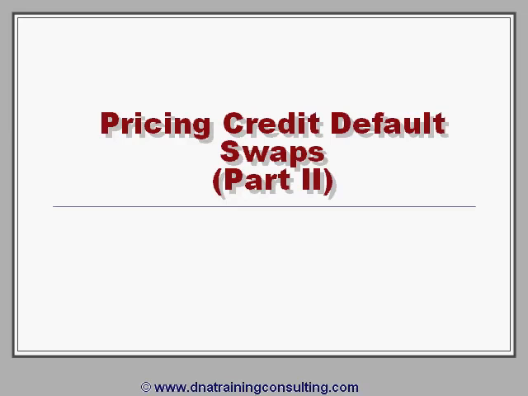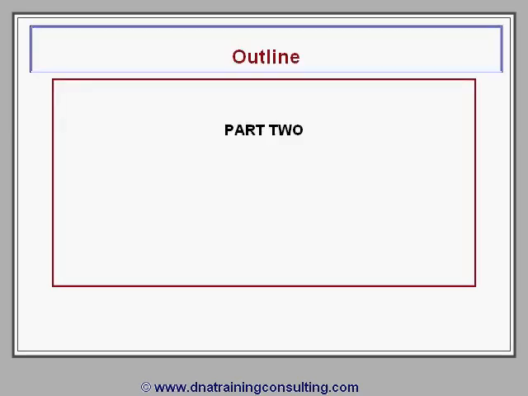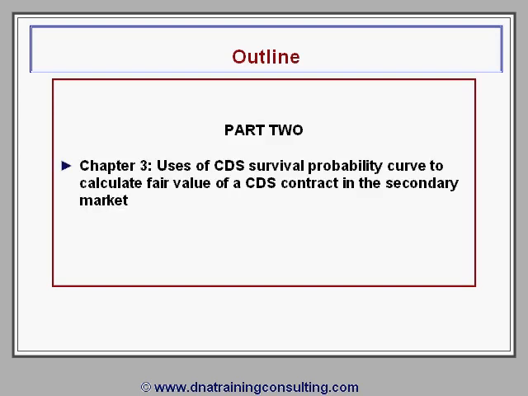This is the beginning of part 2 of our module on pricing credit default swaps. We remind you that this part 2 contains chapters 3 and 4 of the module, with chapter 3 describing the use of the CDS survival probability curve for any entity to calculate the fair value of a CDS contract in the secondary market, and Chapter 4 containing 4 quiz questions to test our understanding of these materials.